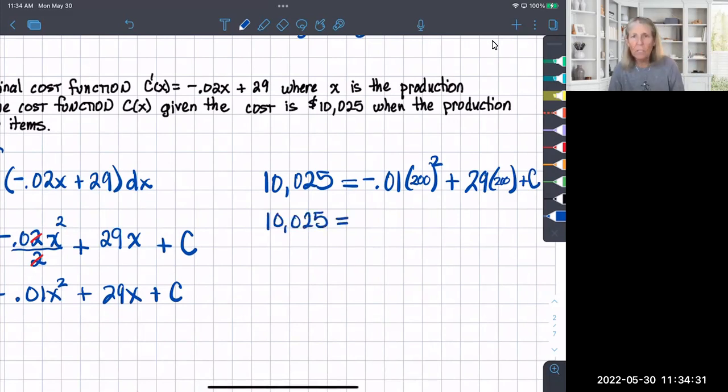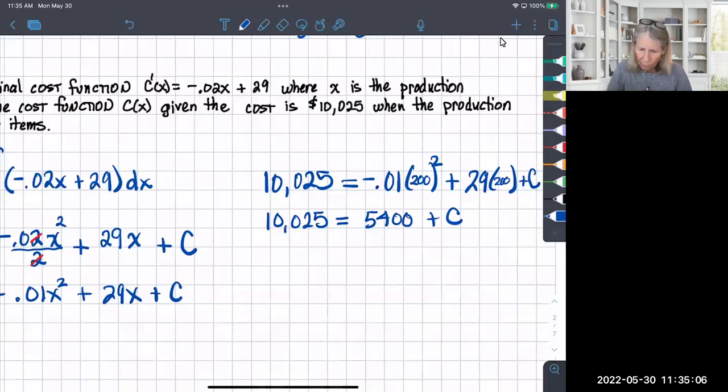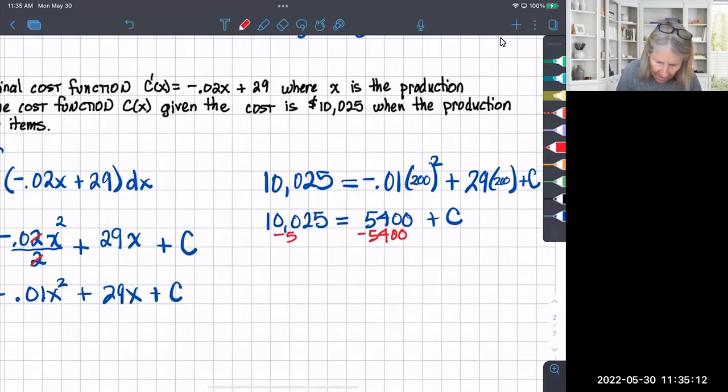So I'm going to type all this in my calculator, and then I'll solve for c. Okay, so typing all this in, it looks like I got the 5,400, and then I'm going to move that to the other side. And so I find out that my constant is equal to, it looks like, 4625, if I did that right. Whoops, 4625.